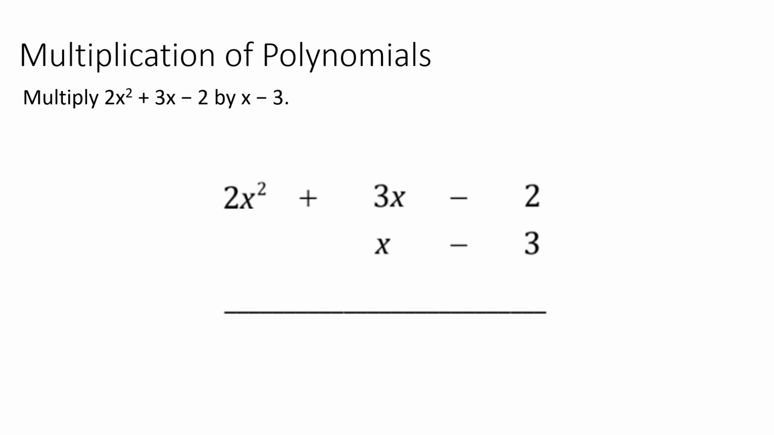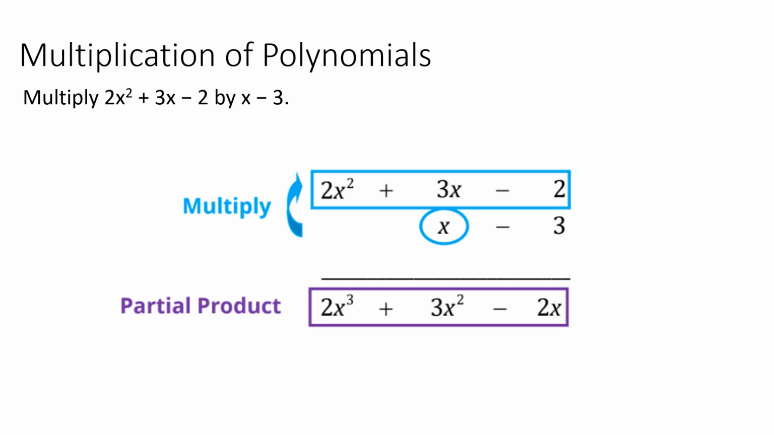This time, let us apply another example. Multiply 2x squared plus 3x minus 2 by x minus 3. In here, take note that if we will use the vertical method, make sure that all the like terms are aligned together. Next, multiply the first term, x, to each term of your first polynomial. So x times 2x squared is 2x cubed. x times 3x is 3x squared. x times negative 2 is negative 2x.